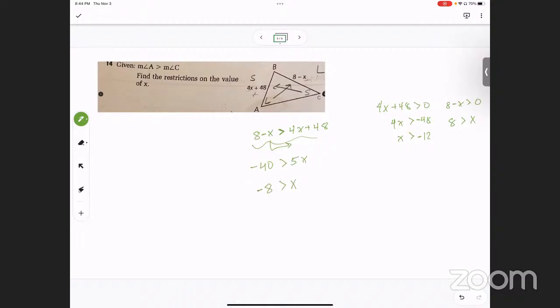So here's what I have. I'm going to write them all so the x is on the left. I know that x has to be less than negative 8. I know that x has to be greater than negative 12, and x has to be less than positive 8.